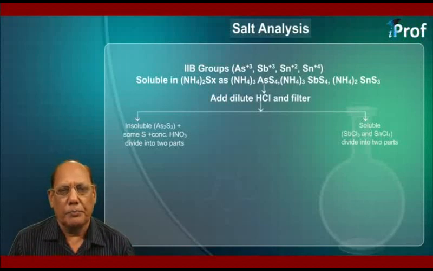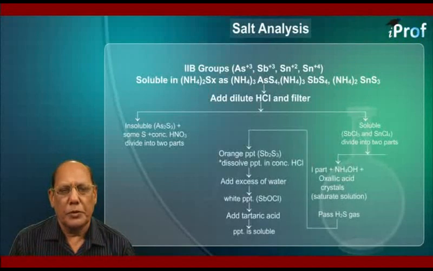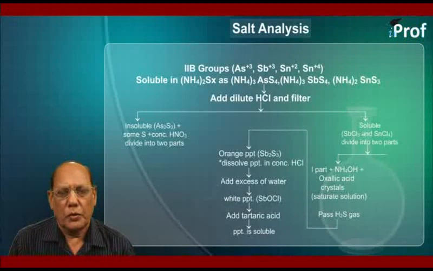Divide this solution into two parts. To the first part add ammonium hydroxide plus oxalic acid crystals, saturate the solution, and then pass H2S. We get an orange precipitate of antimony sulfide. Dissolve that precipitate in concentrated HCl. Add excess of water. We get a white precipitate of antimonyl chloride, SbOCl.